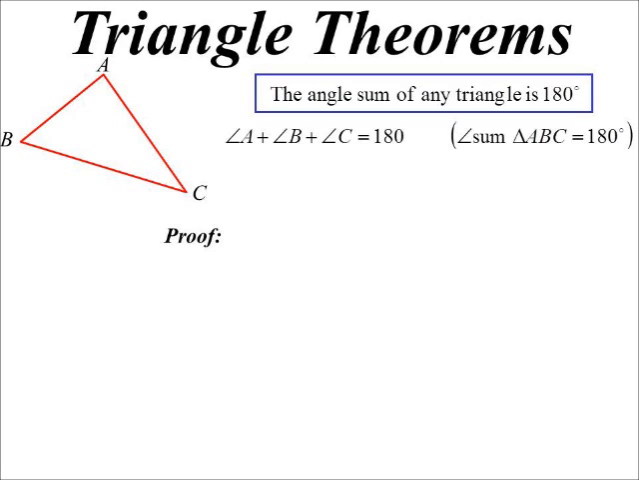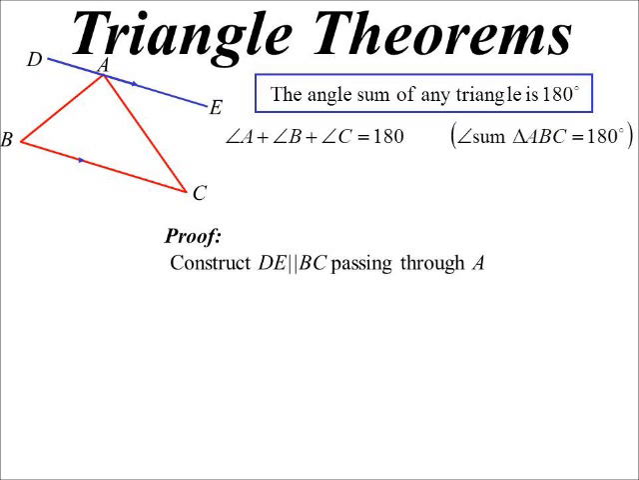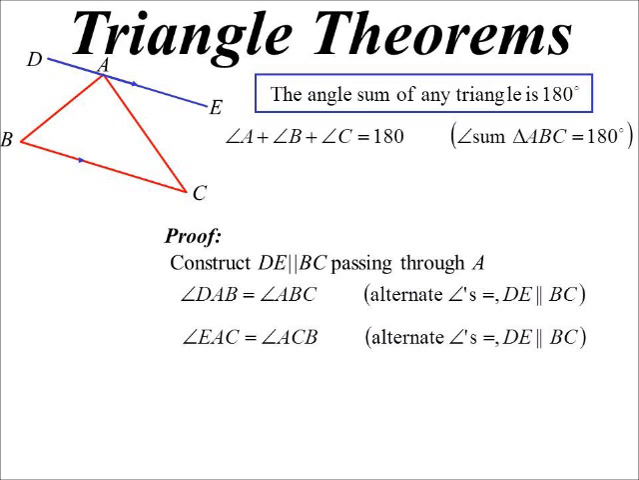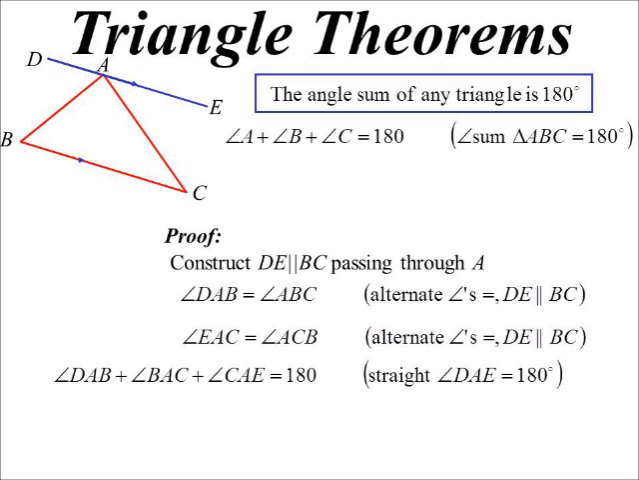Well, let's go prove it. I want to prove those three things add to 180. In order to do that, I'm going to construct another line. I'm going to construct DE parallel to BC and it passes through A. So DAB and ABC would be the same. They're alternate angles. EAC and ACB are the same, alternate angles. I know there's a straight angle there, DAE. So those three angles will add together to give 180.